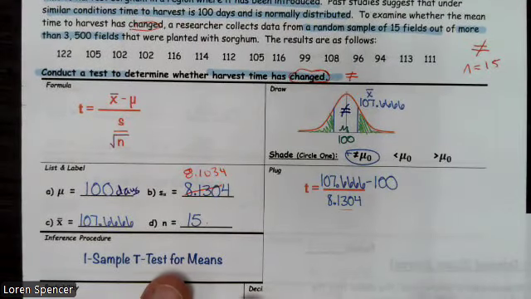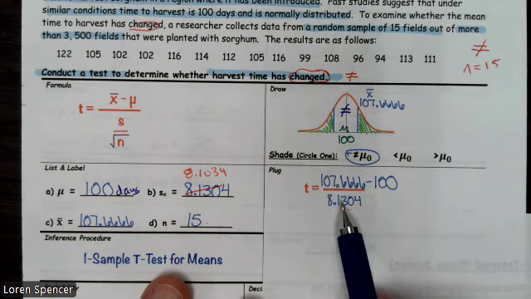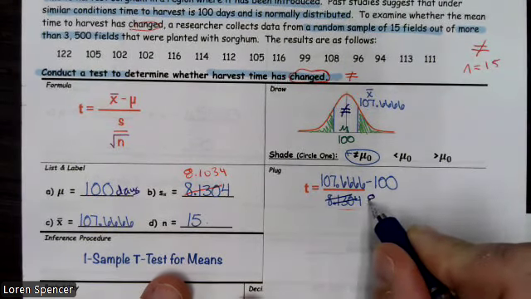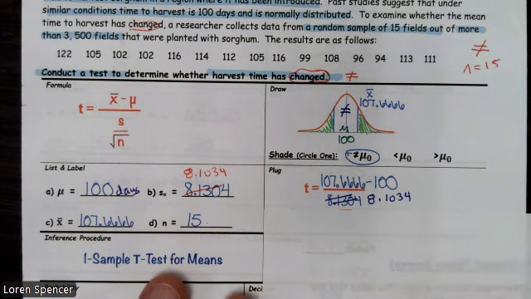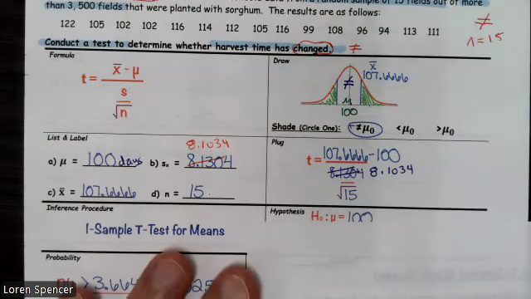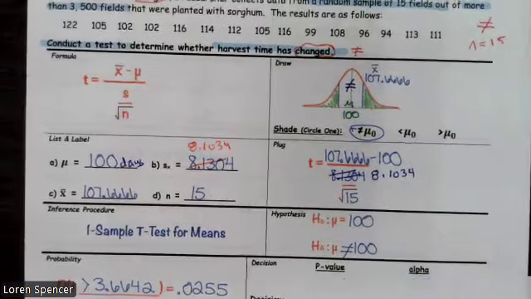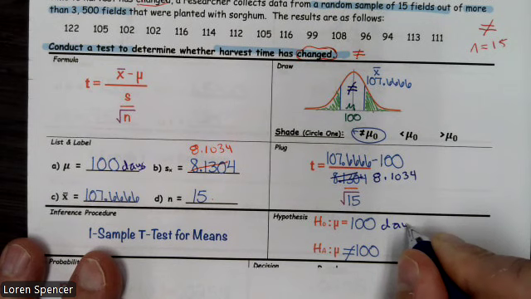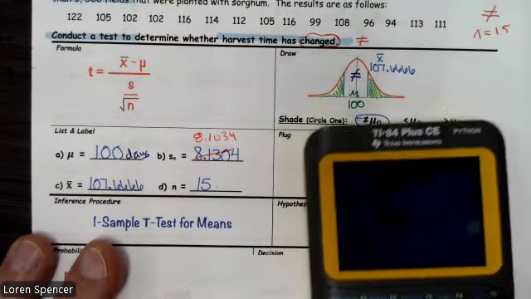To that point, we can go ahead and plug in. We have our sample mean minus our population mean divided by, and once again, I think this is a typo, 8.1034. All right. And the null hypothesis, our mean is 100 days. And the alternative, our mean does not equal 100 days. So at this point, let's go ahead and run this thing.